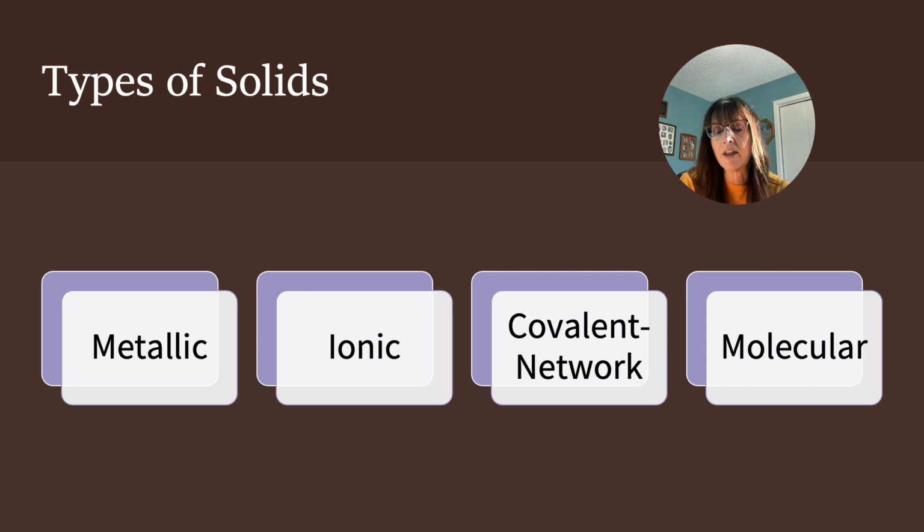Molecular solids are held together by intermolecular forces, which, if you remember, are pretty weak, and they tend to be soft with low melting points. At the very end of this video, we'll talk briefly about polymers and nanomaterials, neither of which fit into really these 4 types of solids.